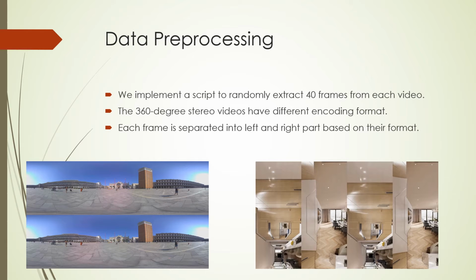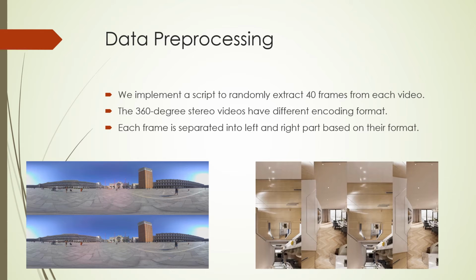And the other type of format is as shown on the right side of this figure. We can see that this frame is actually cut up into 4 pieces. So the entire left part contains 2 images, both rendered for the left eye. And the 2 images on the right half are both rendered for the right eye.